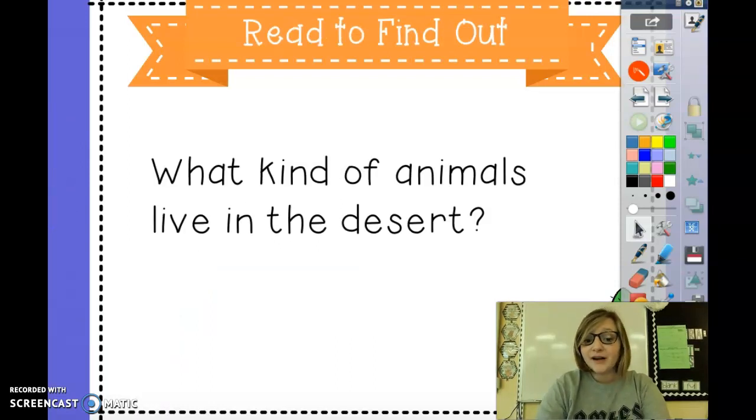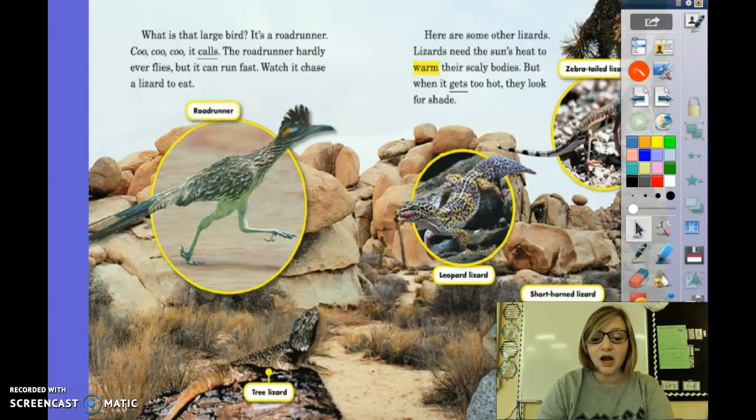So we're reading to find out what kinds of animals live in the desert. We also want to remember that we've been learning about animal adaptations. So maybe think about what kind of adaptations these animals have. All right, I want you to go ahead and open up your book to page 128. You can pause the video if you need to get to this page. Once you're there, we're going to get our reading finger ready and we're going to all read together. So I want you reading out loud with me.